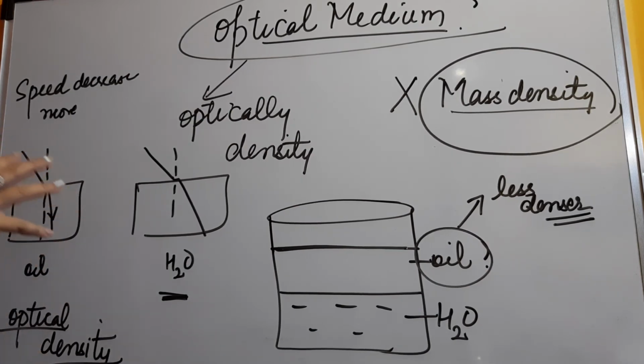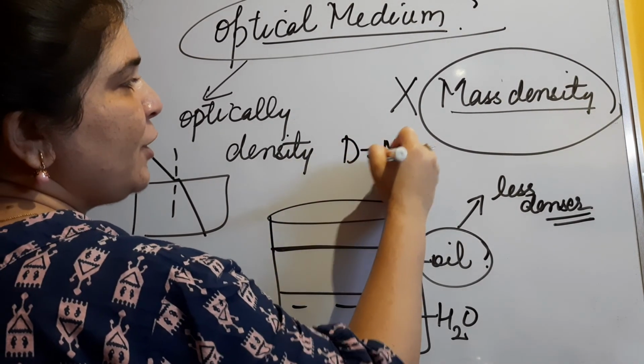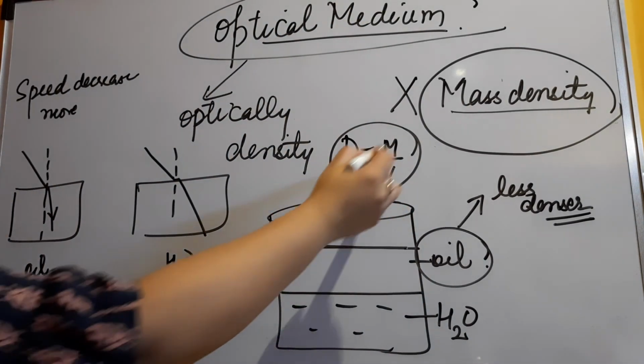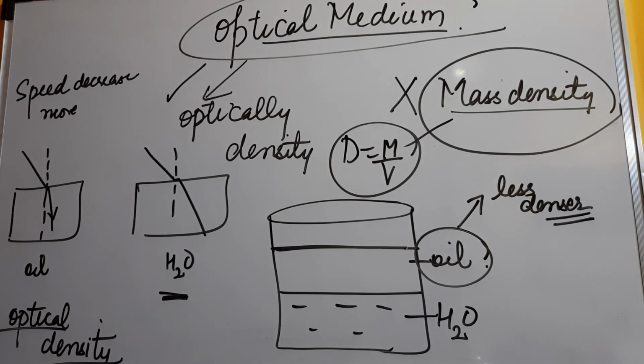So please be very clear with the concept of optical density and mass density. Mass density is nothing but density equals mass per unit volume, the formula that we have used in chemistry and physics also. So this is mass density, and optical density is a whole other concept.